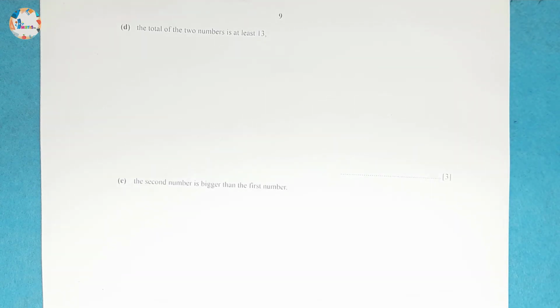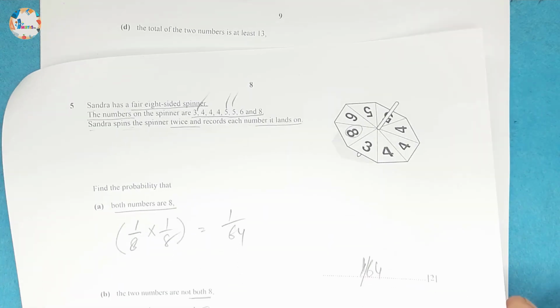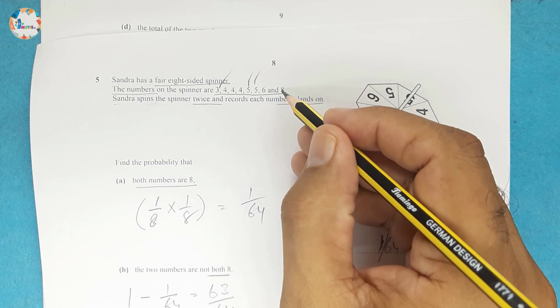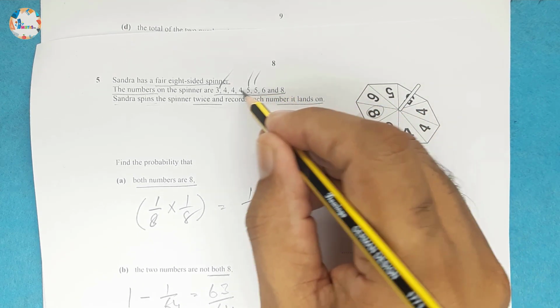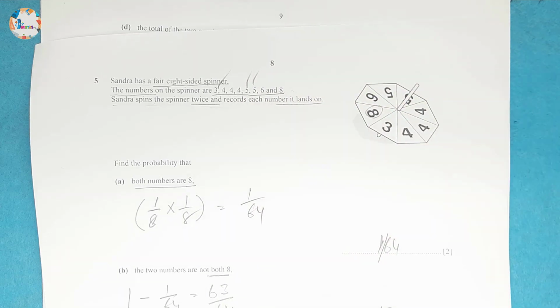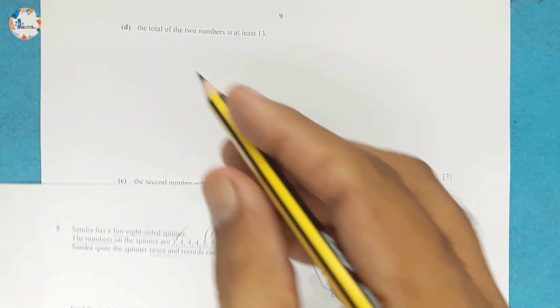Now D part, the total of two numbers is at least 13. So the total of two numbers being at least 13 is possible when, for example, it can be 8, or the other possibilities we can check from here. So it can be 8 and 6, and 8 and 5. Only these are basically the 3 options which are possible: 8 and 6, 8 and 5.